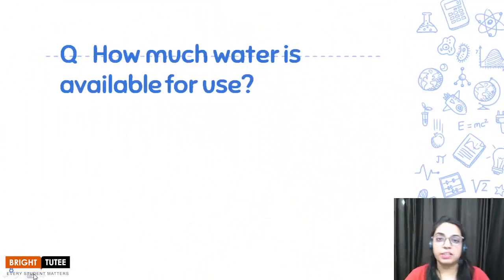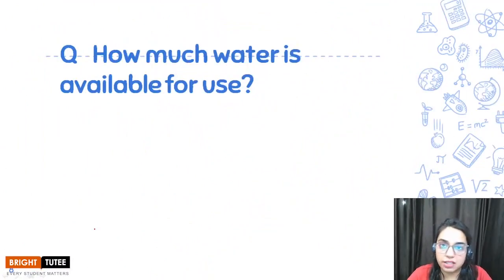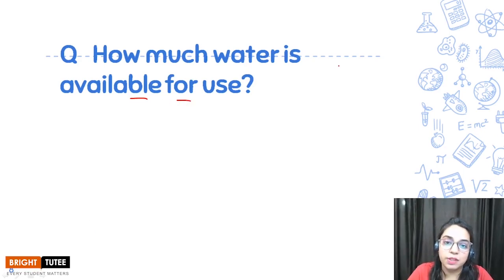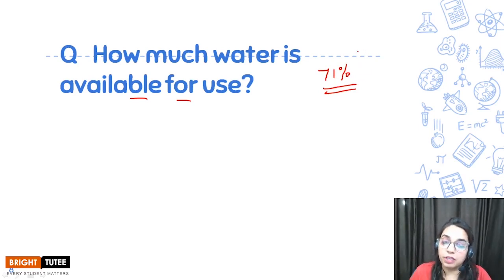Hello children, welcome to the session. In this session, we are going to discuss a few questions and answers from the topics that we have covered so far. So children, the first question is how much water is available for use? As we know, 71% of the earth's surface is covered with water, but is all of the water which is there available for our use?